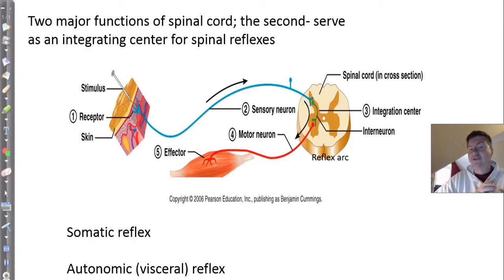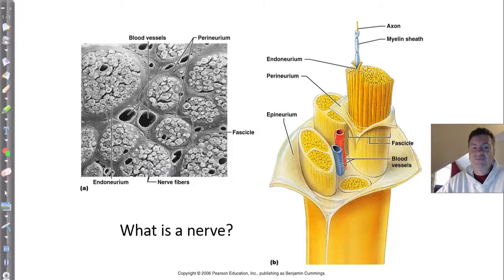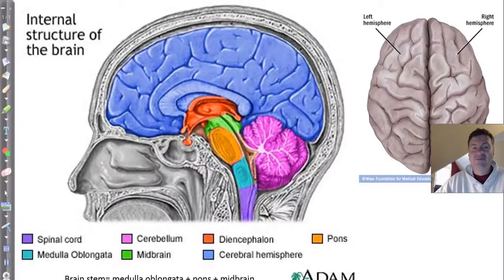Look at the reflex arc. You should know the parts of the reflex arc and the difference between somatic and autonomic reflexes. You should be able to describe the connective tissue that makes up a nerve as well as the parts of a nerve. Again, these are all familiar slides.